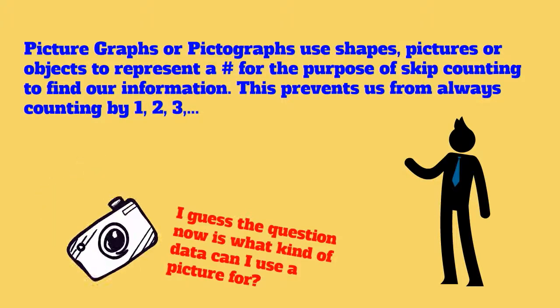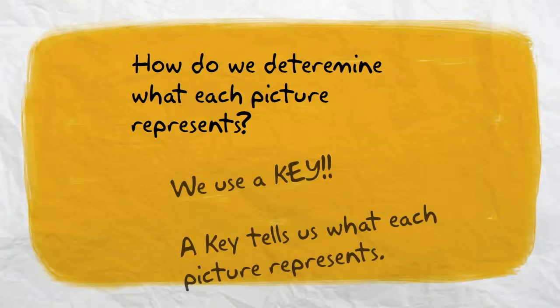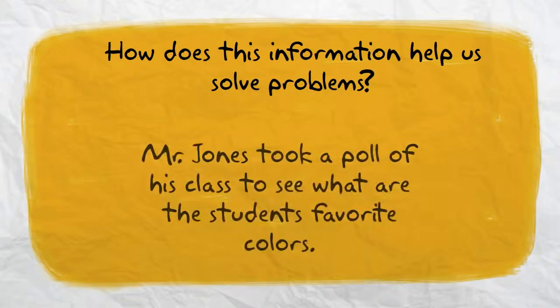I guess the question now is, what kind of data can I use in a pictograph? How do we determine what each picture represents? In order to do this, we use a key, and a key tells us what each picture represents, or the number that each picture stands for. So now you ask, how does this information help us solve problems? Let's take a look at one.